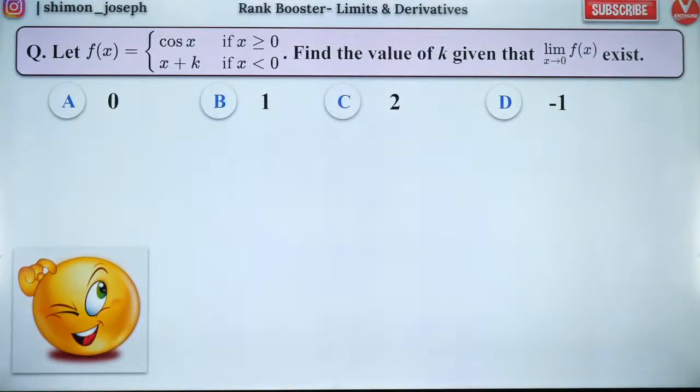Perfect. So here we go, people. This is a very easy question. Let's say this is a warm-up question.